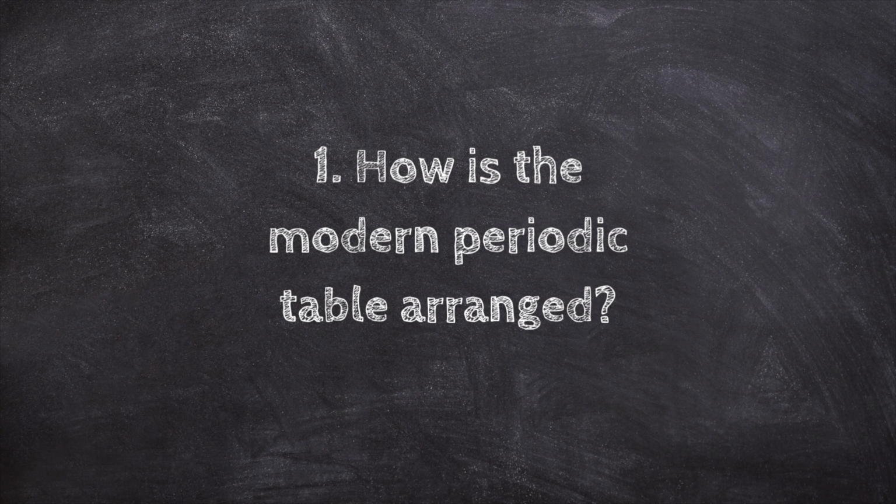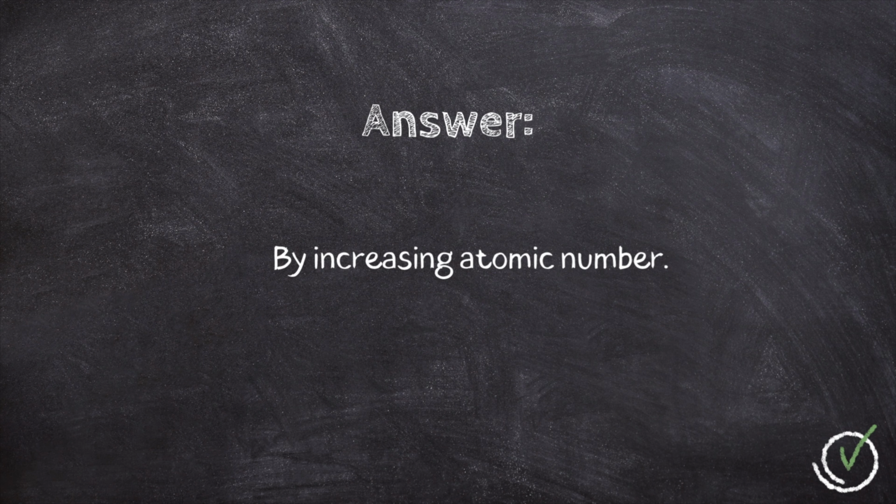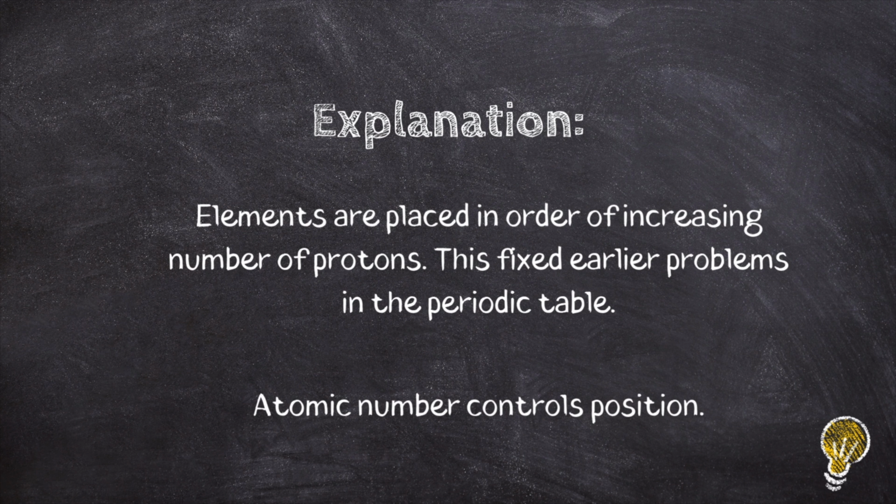Good luck. This is the foundation of the entire periodic table. How's it arranged? It's arranged by increasing atomic number. And the atomic number means number of protons. Elements are arranged in order of increasing number of protons. That fixed earlier problems in the periodic table, where elements didn't always fit properly when arranged by mass. So remember this clearly. Atomic number controls position.